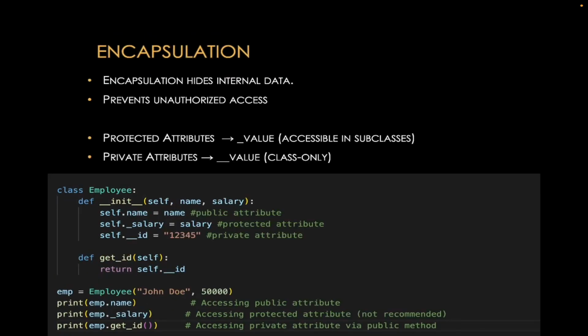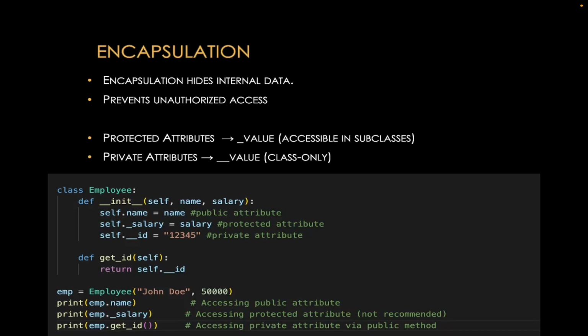Next concept is encapsulation. Encapsulation hides internal data. If an object has 20 attributes and we don't want to show all the attributes to outside classes, then what we can do is make them either private or protected. Private attributes are those attributes which are accessible only inside the class. If we try to access them outside the class, they will give an error.